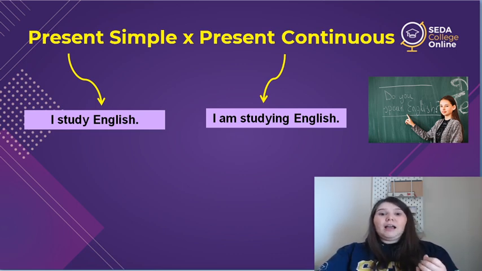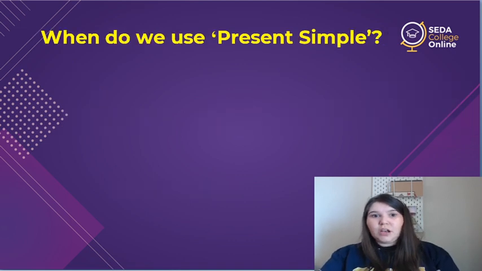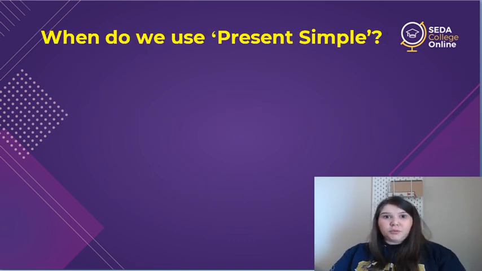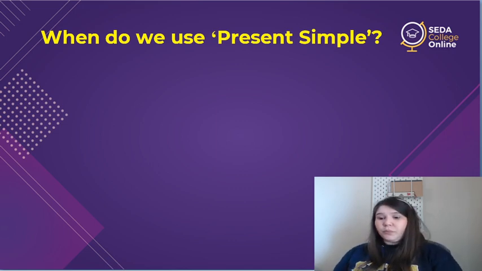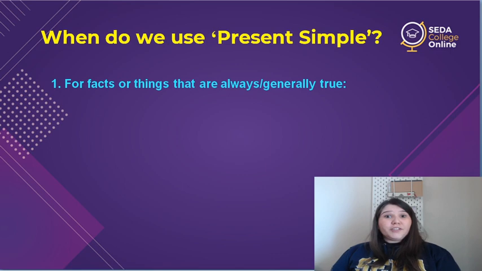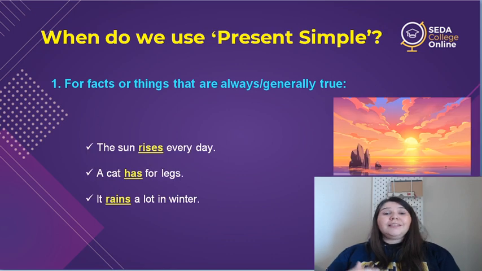Okay, so what's the difference? Let's compare them and see which tense to use. Let's talk about the present simple first. So when do we use the present simple? So the first thing we use the present simple for is to talk about facts or things that are always or generally true. So examples: the sun rises every day.